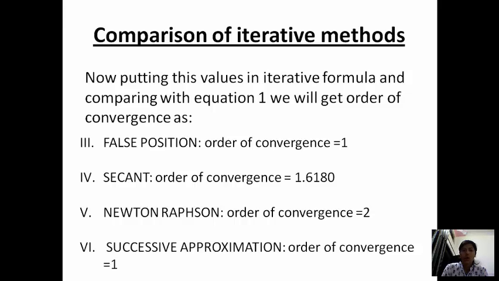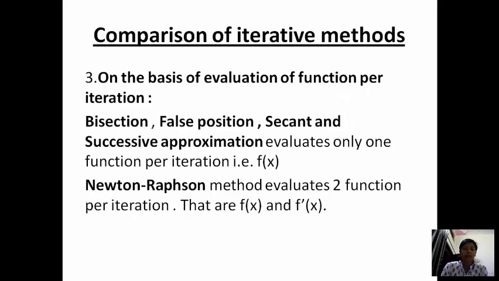In secant method, the order of convergence would be 1.6180. In Newton-Raphson method, I'll get the order of convergence as 2. And in successive approximation method, again, I'll get 1 as the convergence order. Okay. And this is the second thing which we have seen.